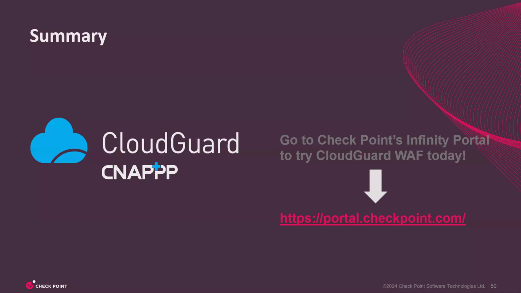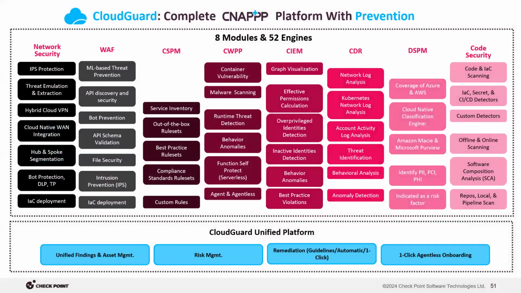And then finally, if you want to try this, go to the Infinity portal, portal.checkpoint.com, and you can test the WAF today. And then, CNAPP with prevention. As you can see, it's comprised of 8 modules and 52 engines. We've only talked about web application firewall today, but Checkpoint has a lot of cloud security expertise, and there's a lot of different ways we can layer in these technologies to help secure your environments.